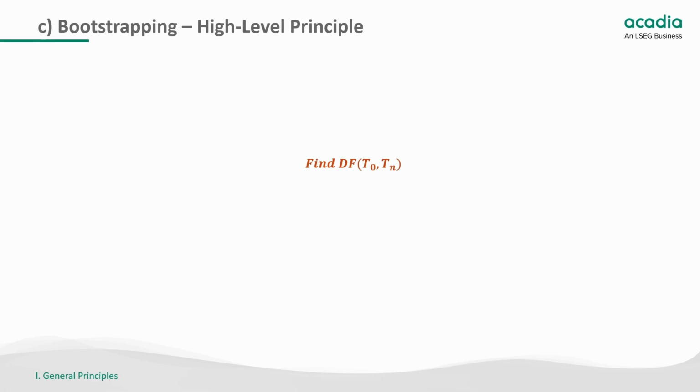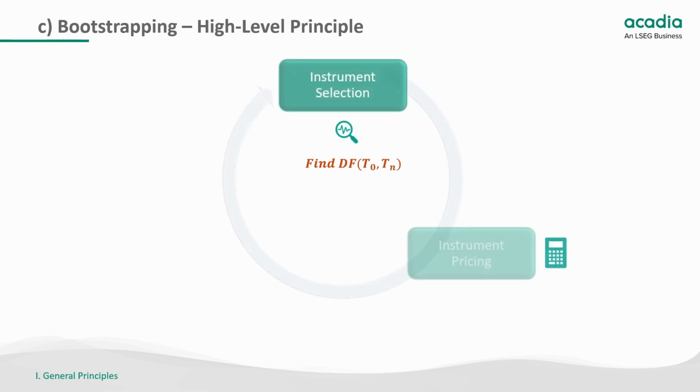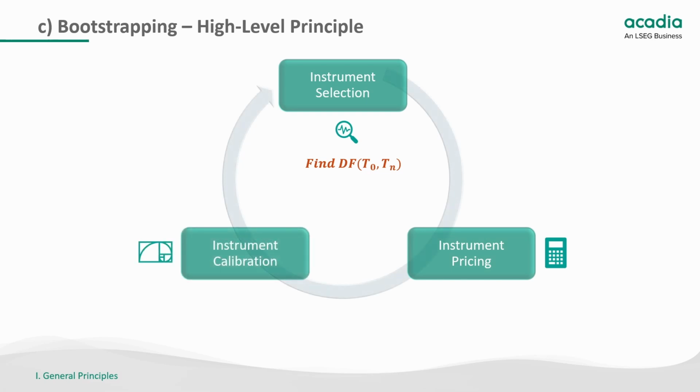And it works in the following way: instrument selection, instrument pricing, instrument calibration. And then we repeat the process for each quote. Now let's look at each of these steps in more detail. First of all, instrument selection. From the list of quotes, we select the next instrument in terms of maturity, working in chronological order, that's essential. And in our case, we will use the deposit rate, or the swap rate of this quote, as the target rate.